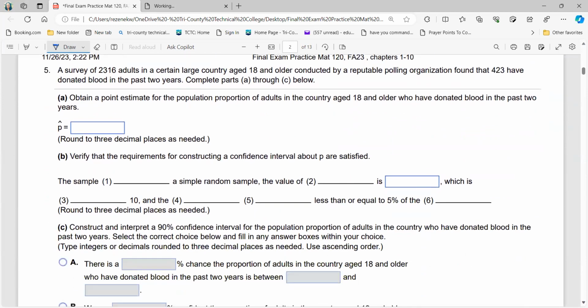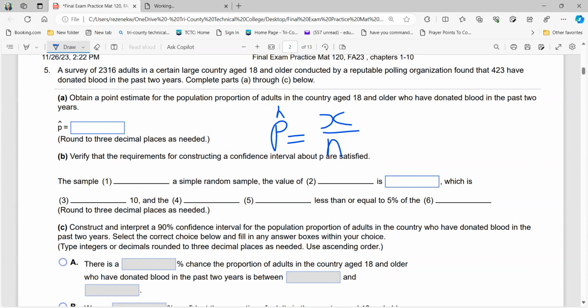All right. Look at number 5. This is a proportion question. And remember that in proportion, p hat is the point estimate. In proportion, p hat is the point estimate. And remember that p hat is the same as the number of random variables over sample size or sample space.